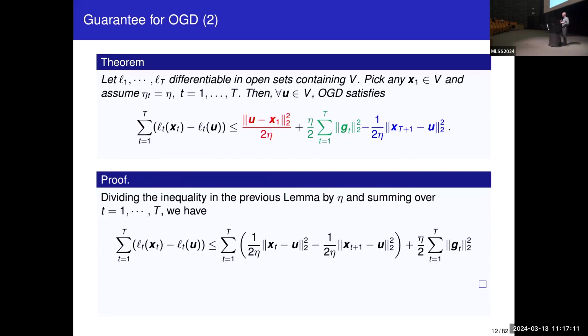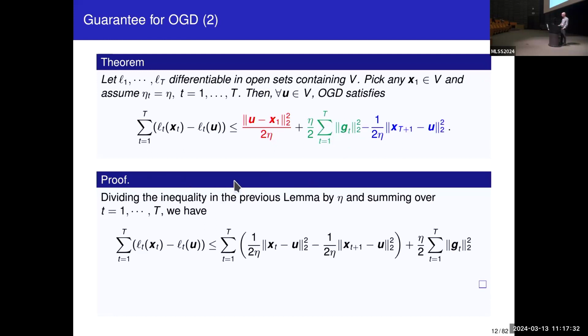The term that is in blue is negative, so I will basically remove it all the time. It's important to remember that it is there, because this is the term that you use if you want to show that the iterates of your algorithm are bounded. But we will not do that. And so the only two terms that we have to remember are in red, the initial condition, and in green, the term related to the gradients.